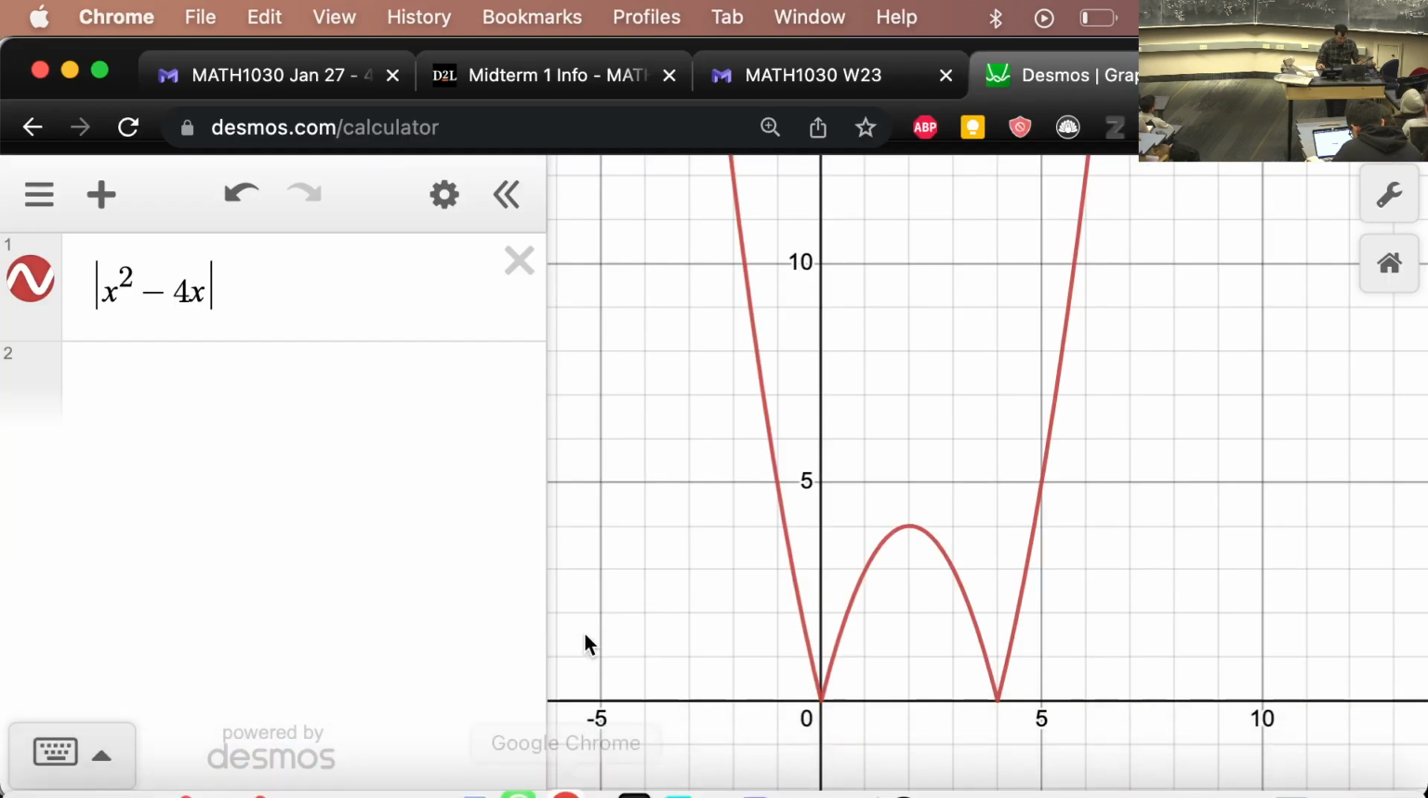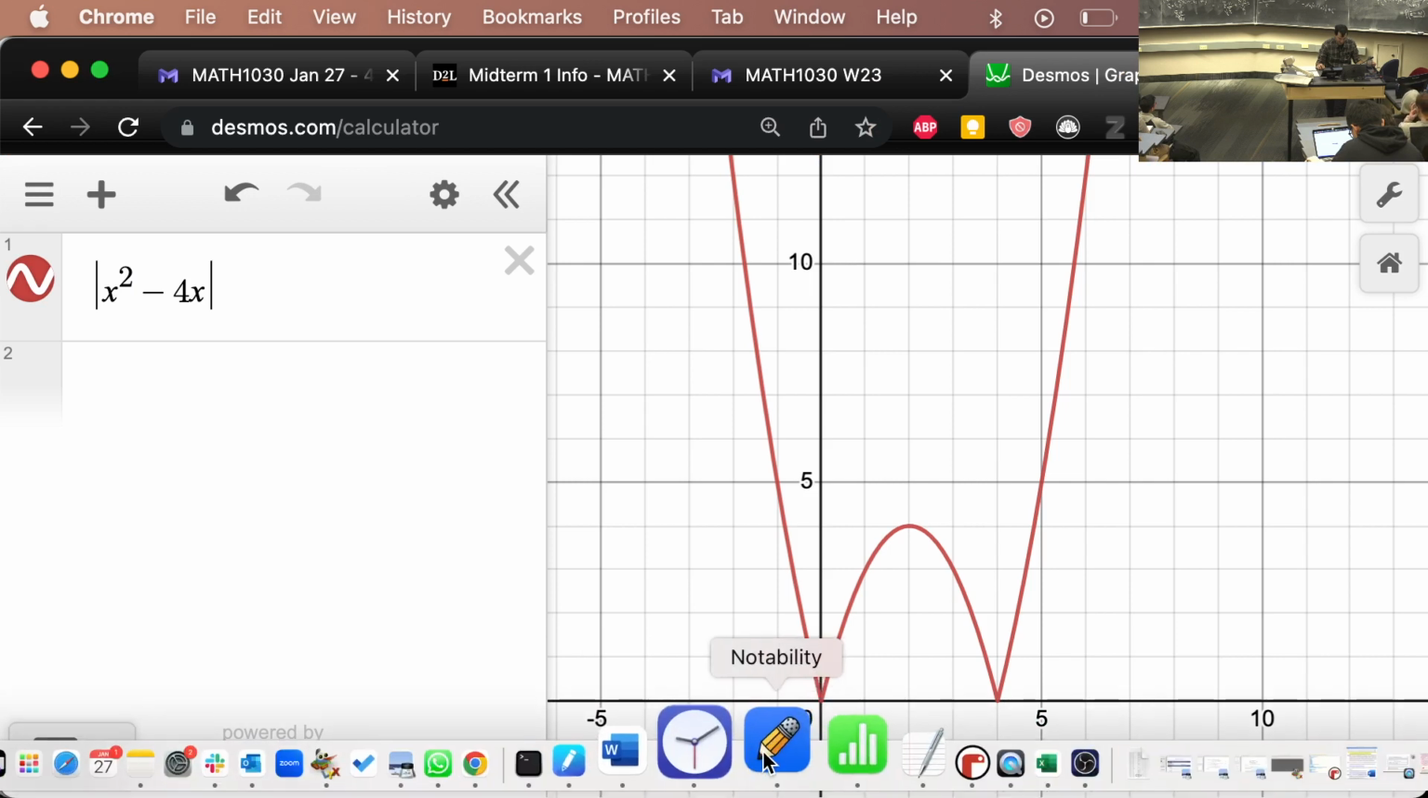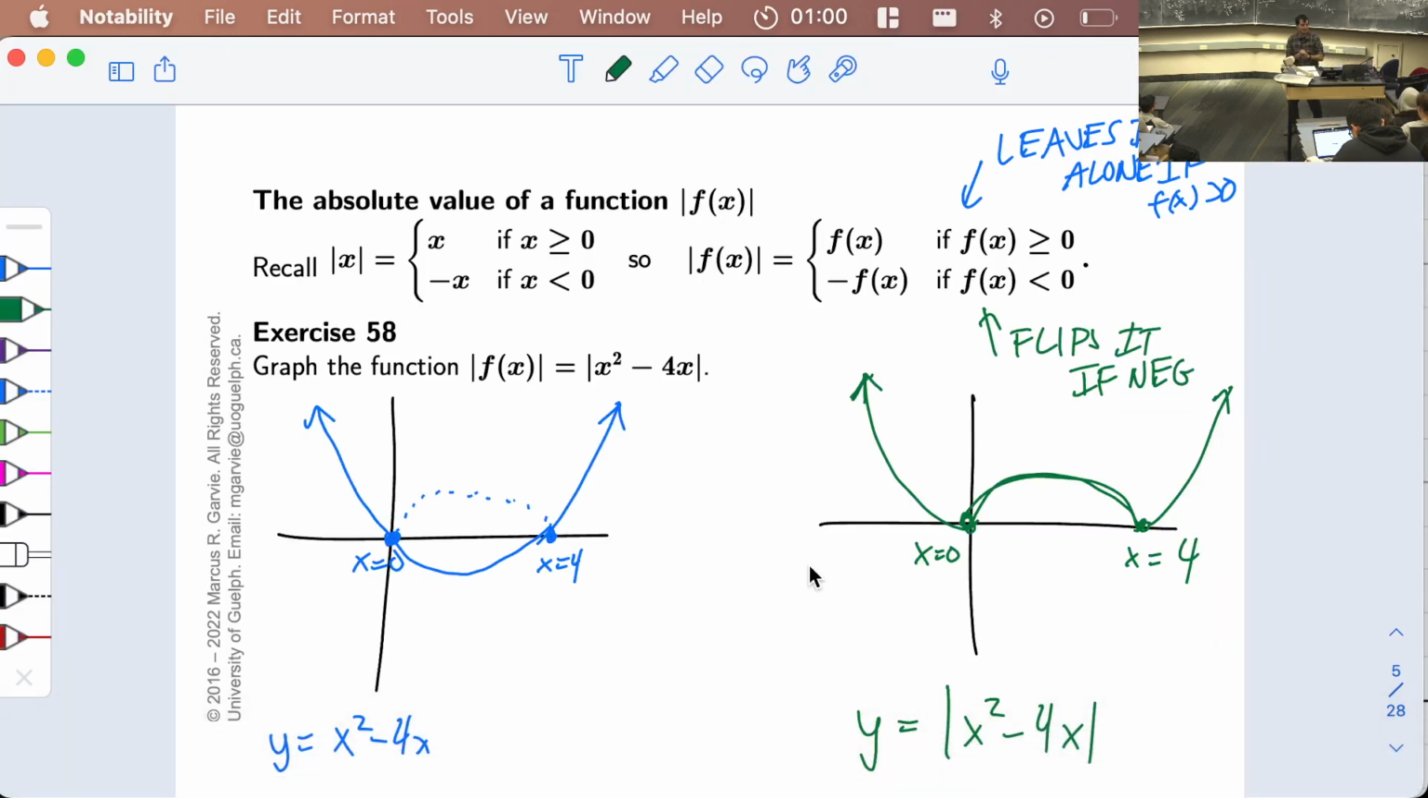Was the graph helpful? I don't know. I can leave the graph up. There you go. Questions or comments about that one?